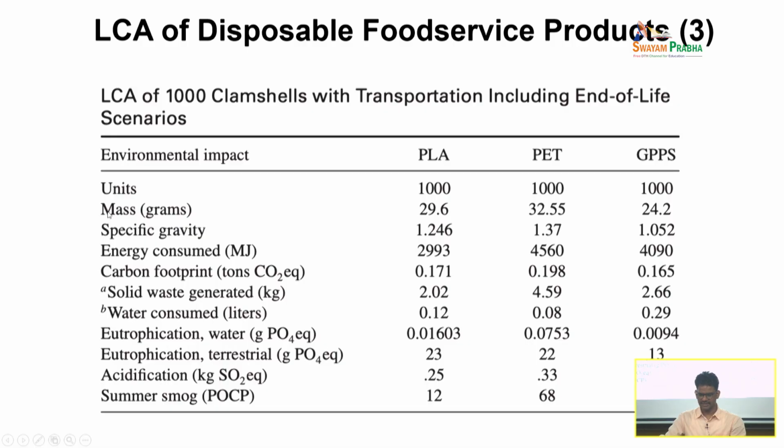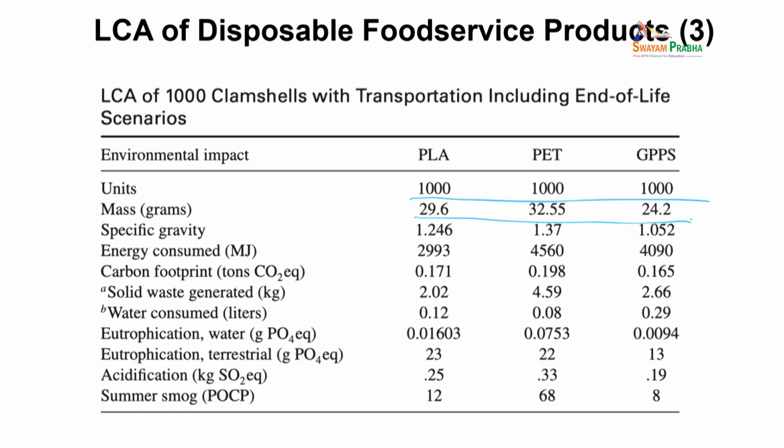So, you can see among these three the assumptions are largely similar, but there are some key differences that you have to watch out for. Here, the basis unit is 1000, and if you look at the mass, you see they are a little different depending upon the container thickness and all that.